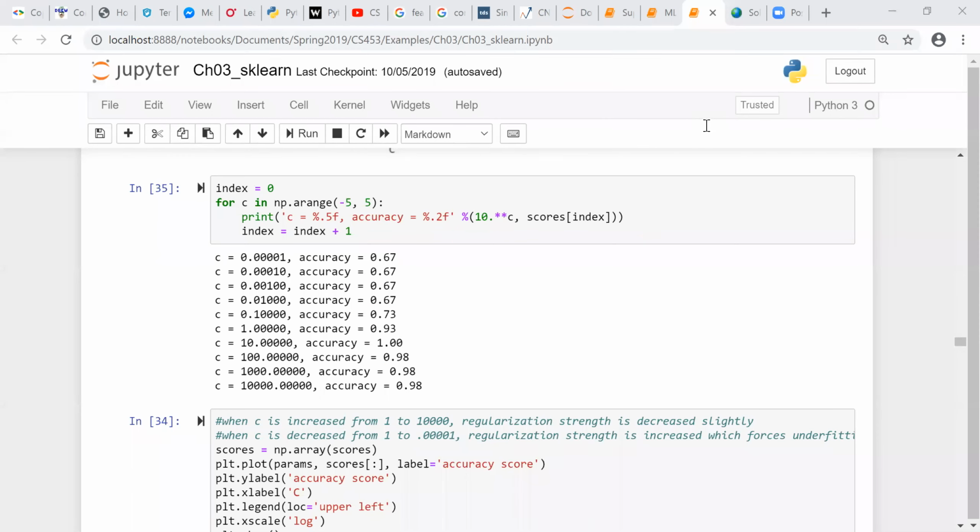Then let's take a further look. I added more, which is not in the original example. What I add here is that I also wanted to know the relationship between C and the accuracy. So I collect all the scores and the C. And from here you can see when the C value is really small, the accuracy is not that high. It looks like it increases to a certain value, then decreases a little bit. So that's the general relationship.